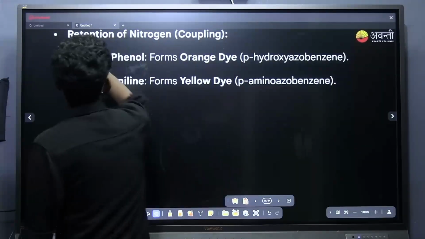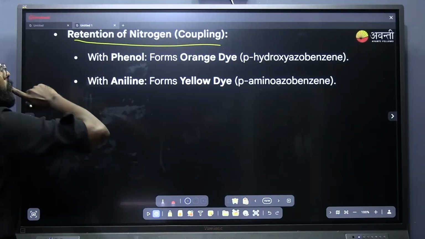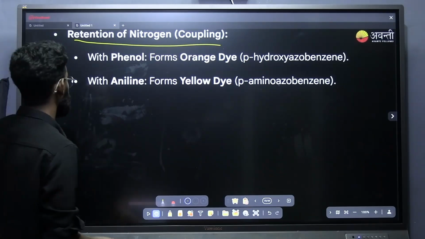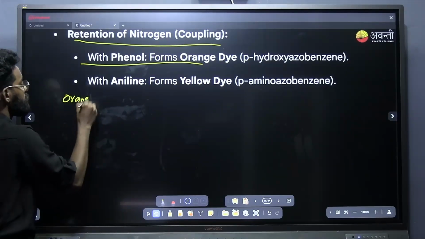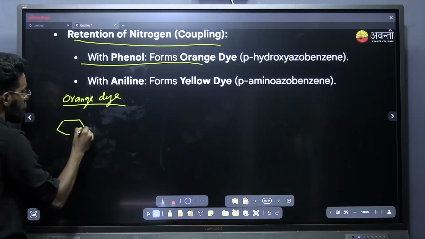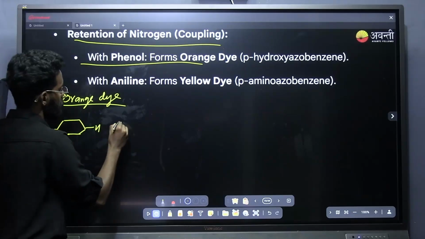Next one is retention of nitrogen. That is coupling reaction. How we can produce dye using the coupling reaction of diazonium salt. Okay, how we can prepare? First one is orange dye. How I can prepare orange dye? It's very easy only. Orange dye we will be preparing from phenol. This phenol on treating with benzene diazonium chloride.